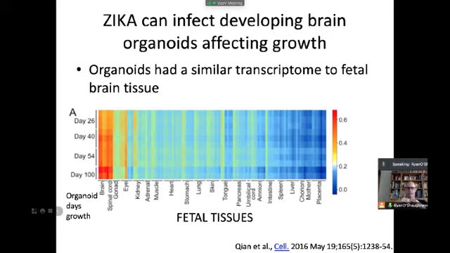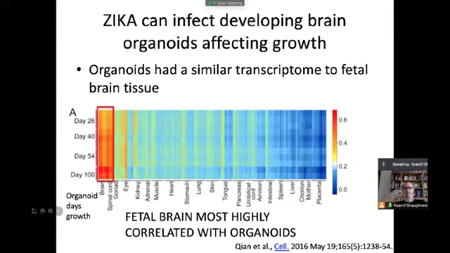And what's really nice is we can see here that our brain organoids on this heat map were being compared to other tissues, and we can see here that the brain organoid was very, very similar in gene expression. So we see this red in this heat map, very similar in gene expression to the brain. So our organoids are very similar to brain tissue. Maybe they can be infected by Zika and show an effect. And as I said here, the fetal brain gene expression pattern most highly correlated with the organoids that were being formed in the dish.